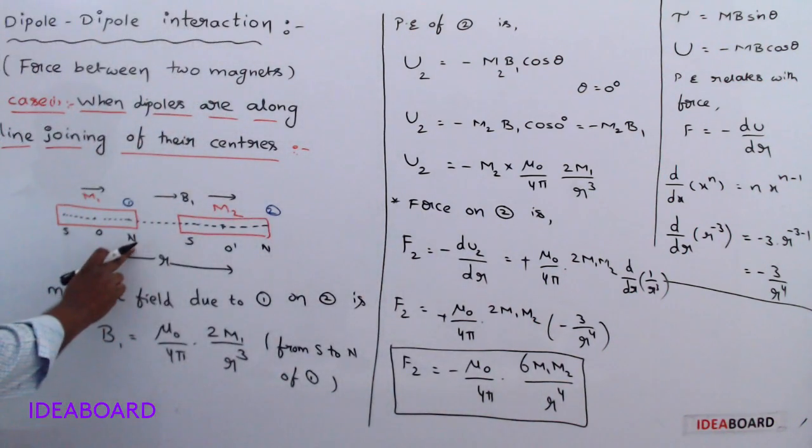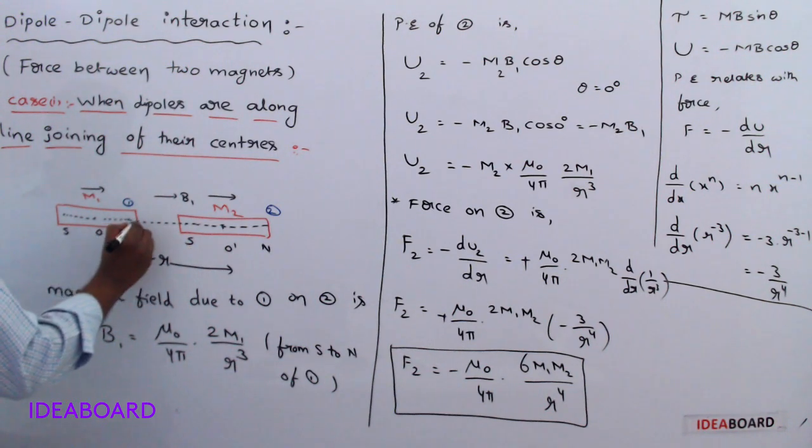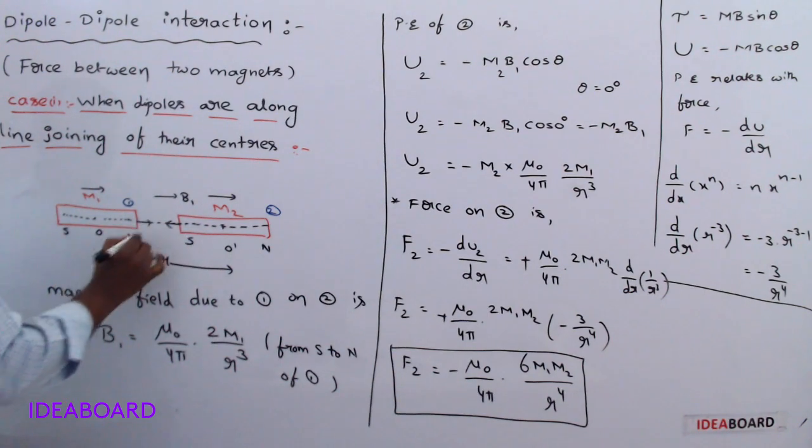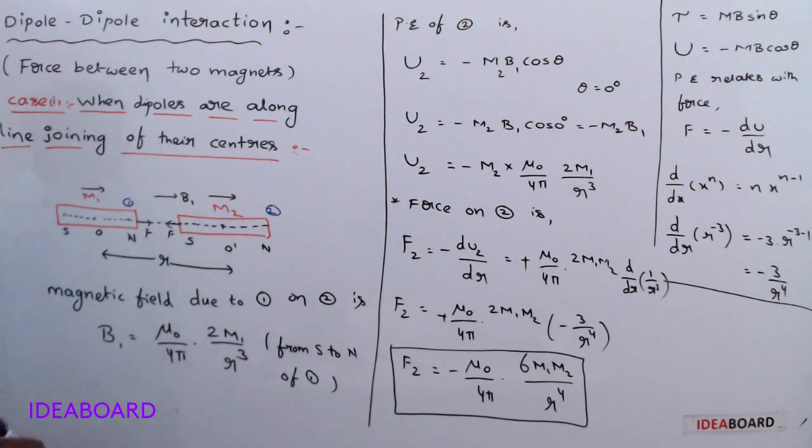See here, this is the north pole, and this is the south pole now. That's why the force is always attractive. So here, in this direction, the force will be active.